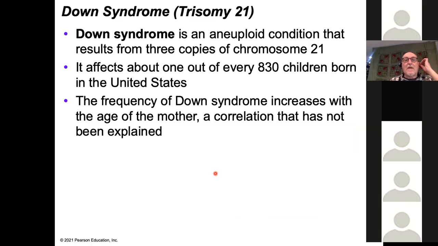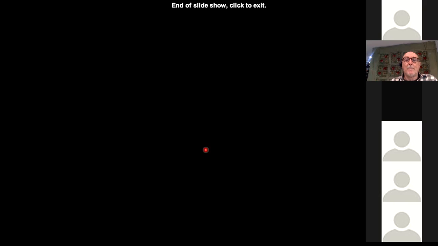Okay. Down syndrome, about 1 out of every 830 children are born with it. Frequency of Down syndrome is associated with age of the mother at conception. But it's never been clearly explained why that is the case. But it is one of the reasons that people may have amniocentesis, to check the chromosome number of the fetus to see whether or not it is Down syndrome.